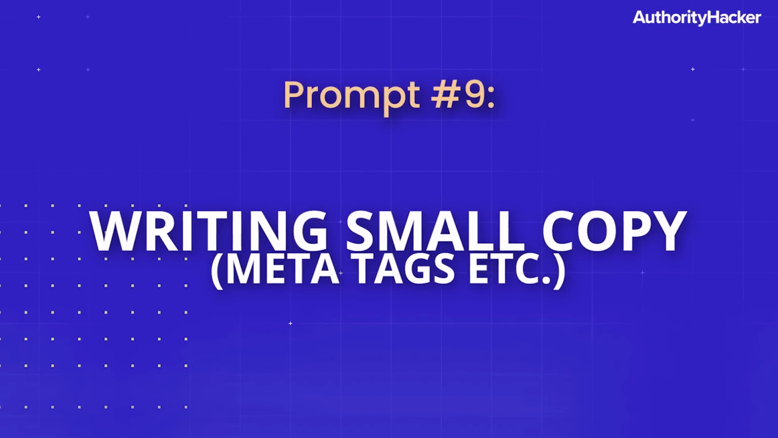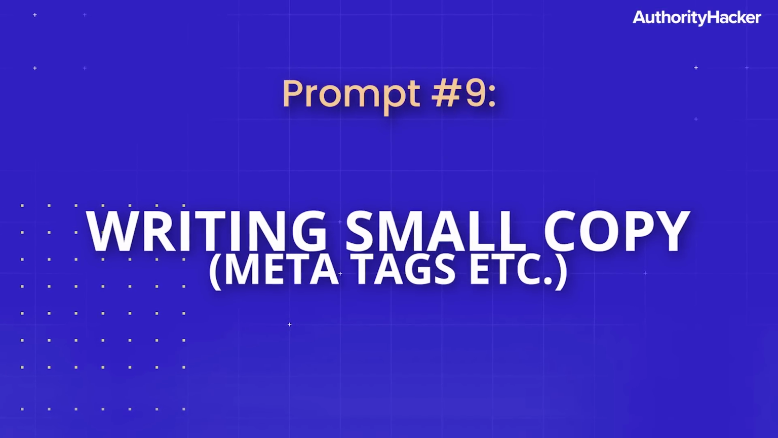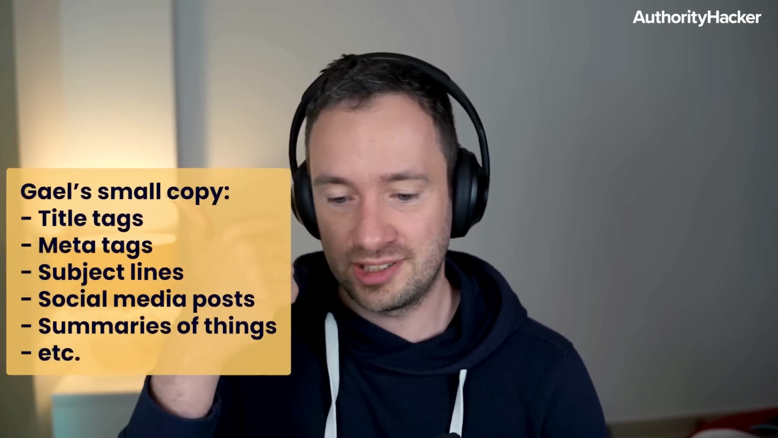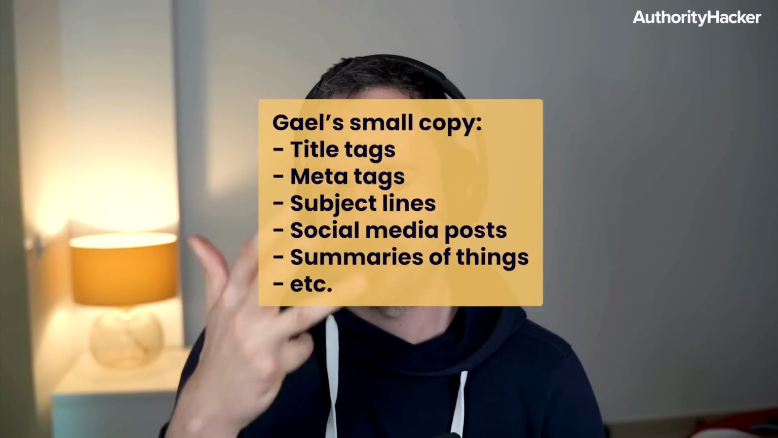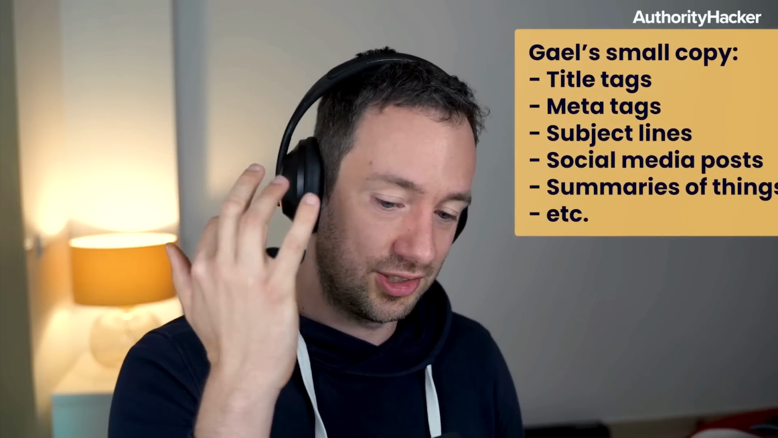And then the last one that I use it for all the time, and that's pretty basic, but I think people should use that, is to write what I call small copy. So that would be like title tags, meta tags, subject lines, social media posts, summaries of things, etc. Like all the little writing you need to do all the time. For this, I use AI for everything now.